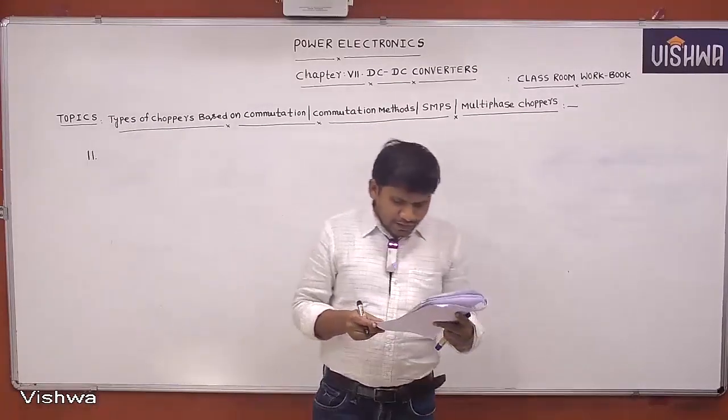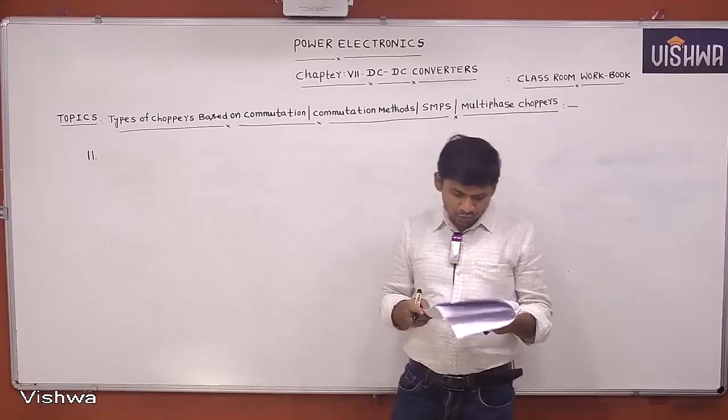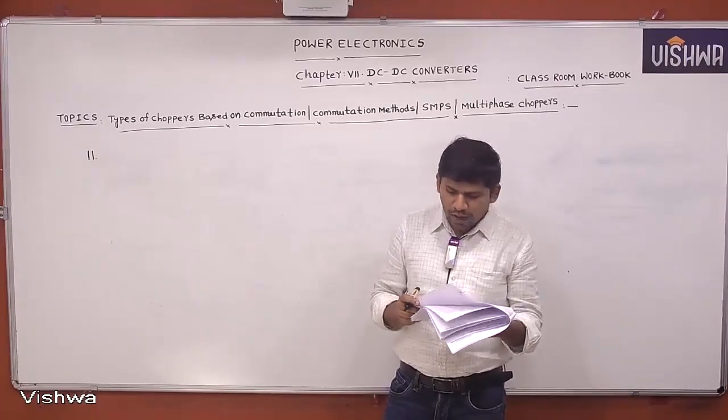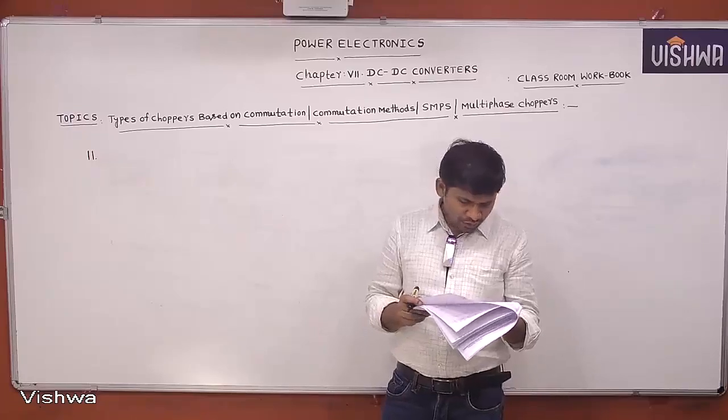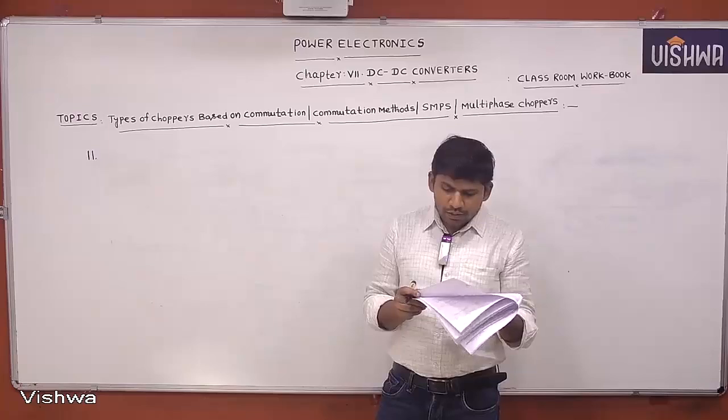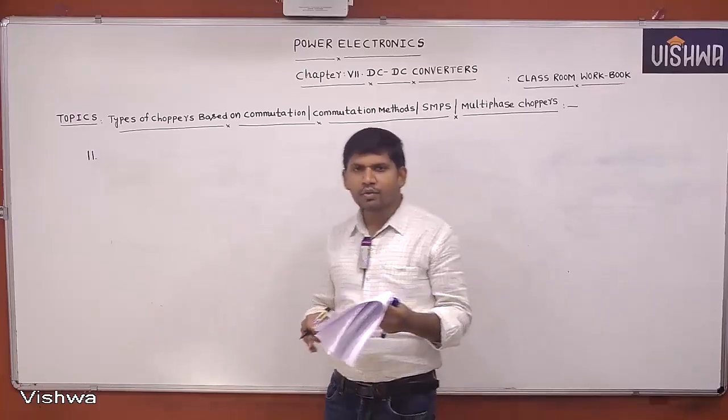Concentrate. This is question number 10. For a voltage or impulse commutated thyristor circuit shown in figure, the capacitor is initially charged to Vs with polarity as shown. Find the circuit turn-off time for the main thyristor in case C equal to 10 microfarad, R equal to 5 ohms and Vs equal to 200 volts DC.